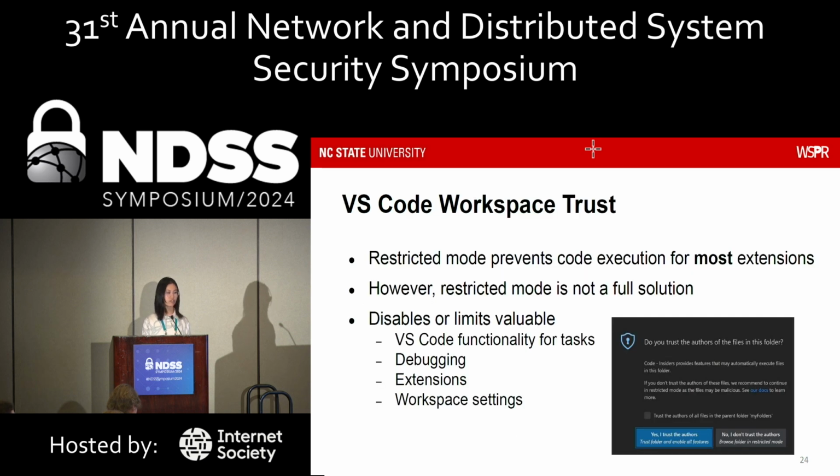So VS Code actually has sort of a countermeasure for this. It's called Workspace Trust. Basically, it gives the user the option to choose whether or not you want to go into restricted mode. If you go into restricted mode, it prevents almost all code execution, but it comes at a large cost because it disables almost all your extensions and your debugging, and you won't be able to use your workspace settings, etc. So basically, you're left with a pretty basic code editor, which kind of defeats the purpose of using VS Code and installing extensions in the first place.